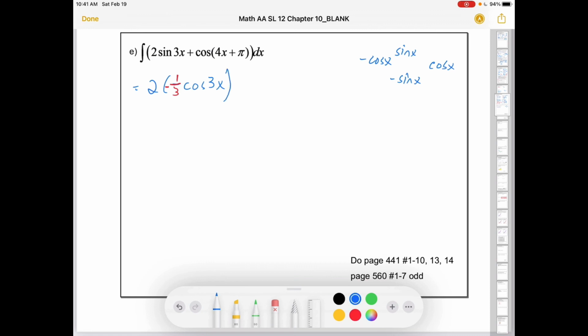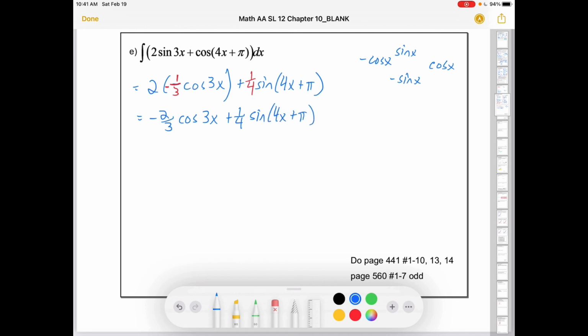On the other one, the antiderivative of cosine is sine. So I'm going to get sine, not cosine, but sine of 4x plus pi. Remember, pi is just a constant. And because of that 4x, I'm going to need a 1/4. Let's see what happens when we simplify a little bit. That'll give me negative 2/3 cos of 3x plus 1/4 sine of 4x plus pi.